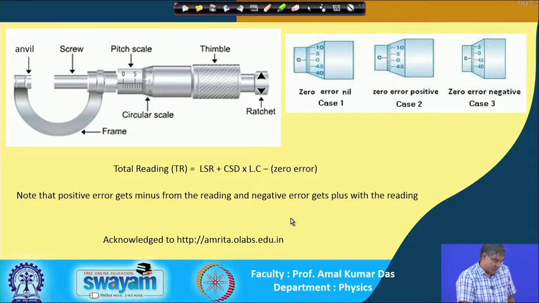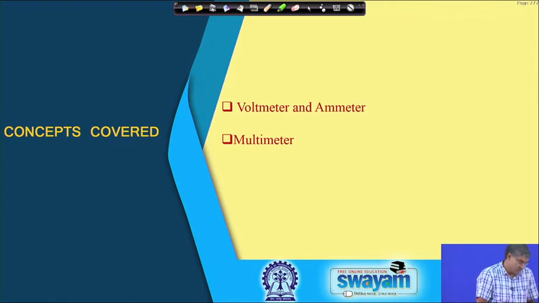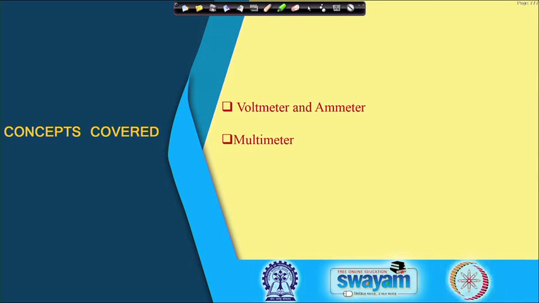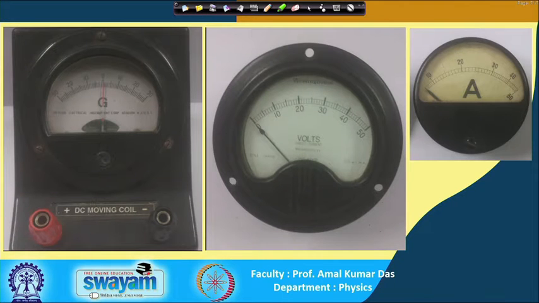So, I will go to today's topics. The voltmeter, ammeter as well as multimeter we will discuss in this lecture. I was showing you these 3 main tools and apparatus we use in our laboratory when we do electrical circuits. These are the common apparatus we use, and I was discussing the galvanometer. Today I will discuss the voltmeter and ammeter.